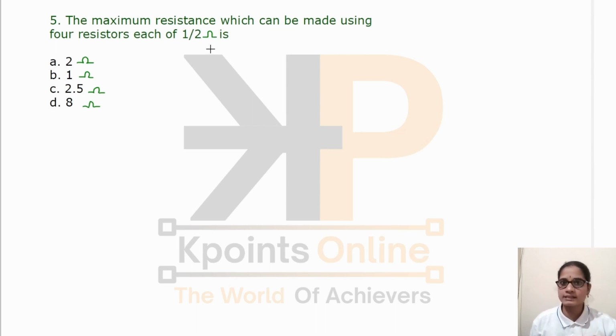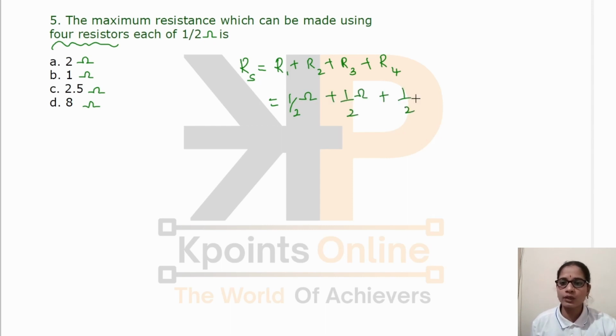What happens when these resistors are connected in series? The total resistance Rs is given by sum of the individual resistances. That is R1 plus R2 plus R3 plus R4. Here there are 4 resistors, each of 1 by 2 ohm. That is half ohm. So I will get the total resistance as 2 ohm. It is equal to 2 ohm. The right answer is A, that is 2 ohm.